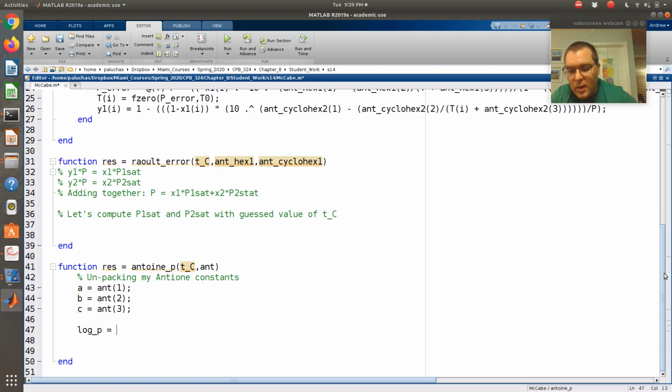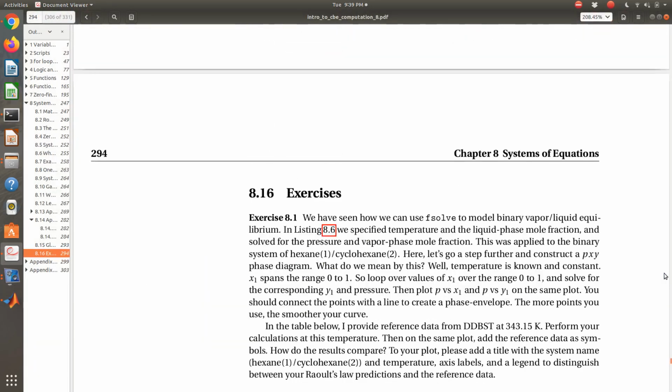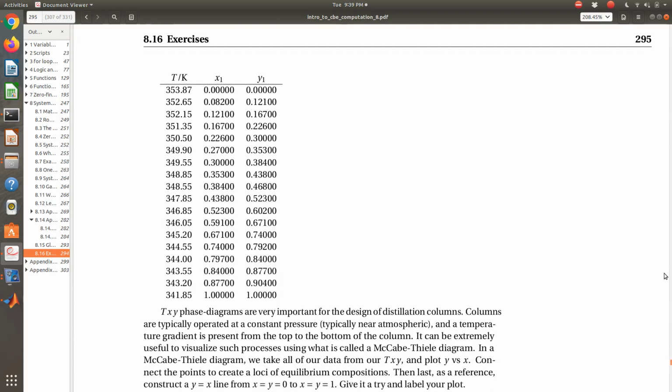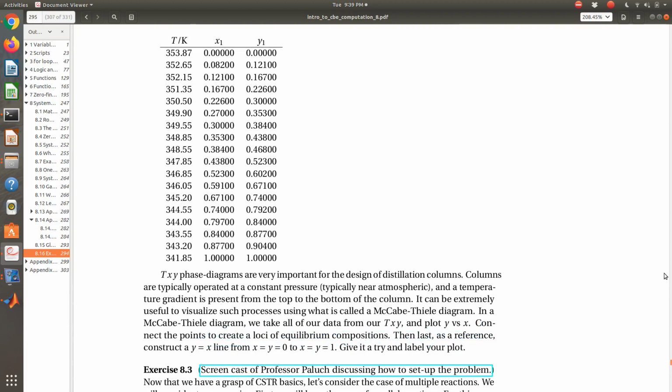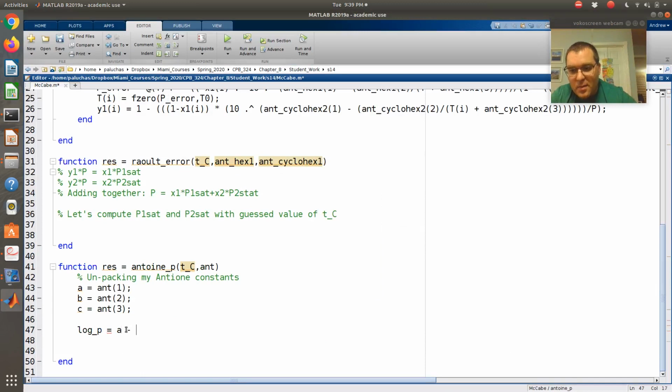Okay, so my Antoine equation is just A minus B divided by T plus C. Do I not reproduce my Antoine equation? I don't have it here. We had it back in chapter 1. At this point, it's burned in my head. So it's A minus B divided by T plus C. Okay, I call this T underscore C to remind me it's temperature in degrees C. Okay, so then P, which is in units of millimeters of mercury, will be 10 raised to the log P.